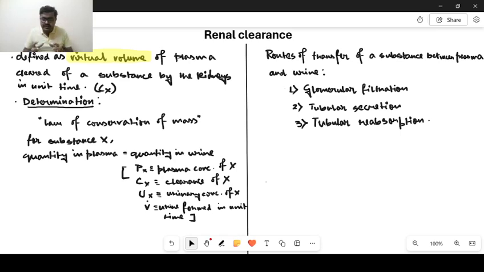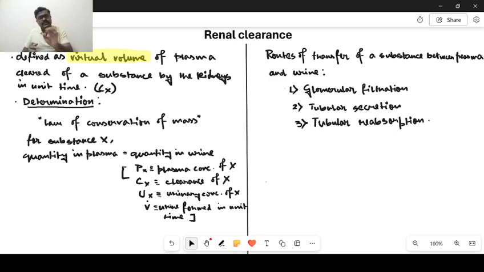If we take the product of Px and Cx, we get the net amount of substance present in that virtual volume of plasma which is going to be excreted out in the urine. Thereby the product Px and Cx should exactly be the amount of that substance present in the urine. Now let's come to Ux, which is the urinary concentration of the substance X, and V dot, which is the urine formed in unit time.